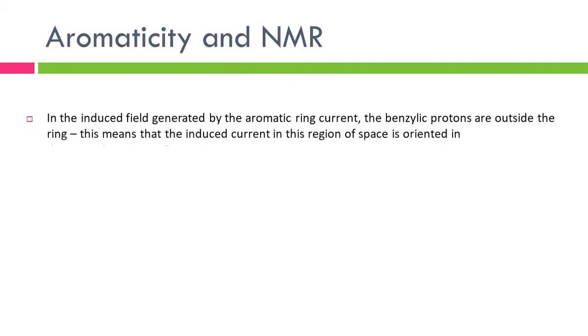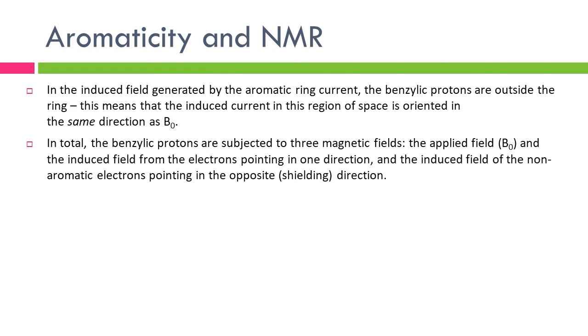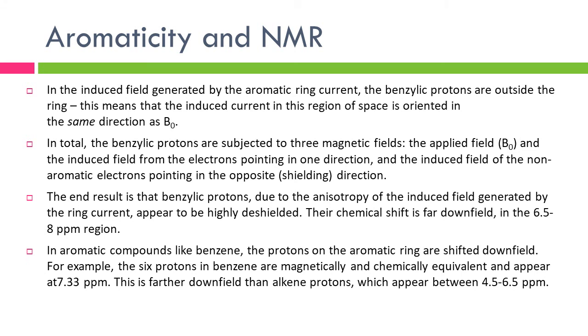Aromaticity and NMR. In the induced field generated by the aromatic ring current, the benzylic protons are outside the ring. This means that the induced current in this region of space is oriented in the same direction as B naught. In total, the benzylic protons are subjected to three magnetic fields: the applied field and the induced field from the electrons pointing in one direction, and the induced field of the non-aromatic electrons pointing in the opposite direction.